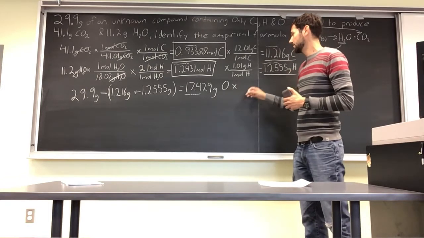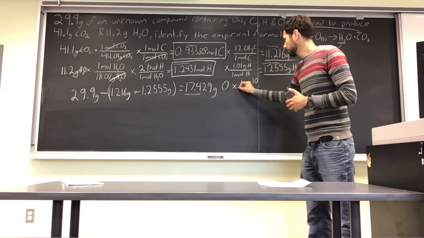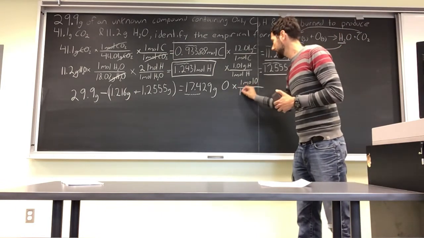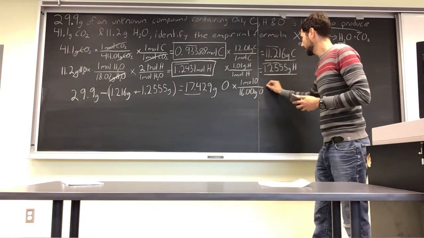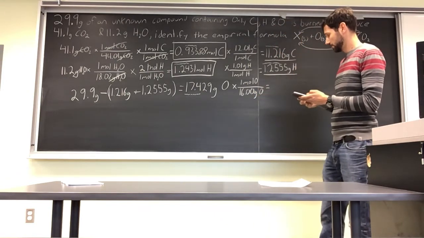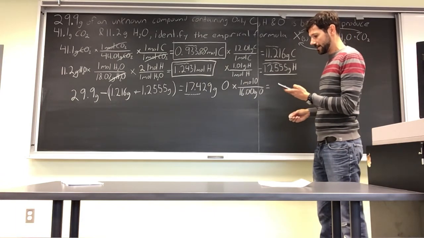We know the number of grams, so all I have to do is multiply it by 1 mole of oxygen for every 16.00 grams of oxygen. And this equals 1.0893.